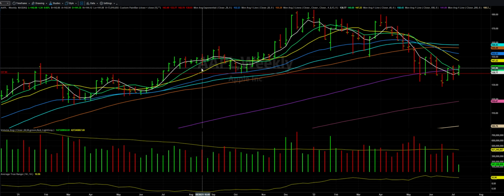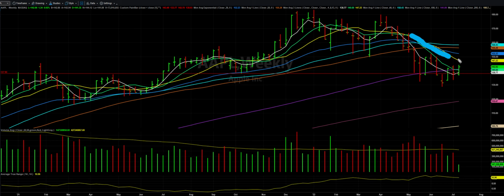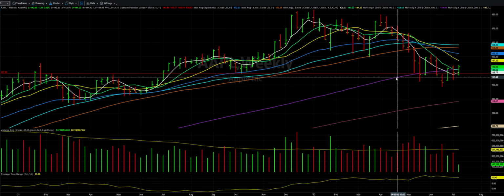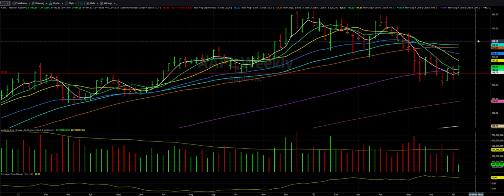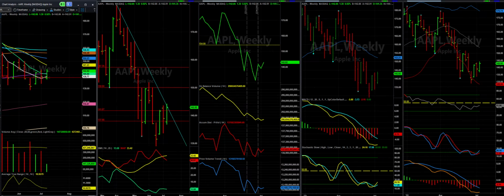But look overhead. See that yellow line? That's a downward trending 13-week moving average, 1 quarter. We closed at 142. The downward trending 13-week moving average for Apple is at 147. Be careful. That's 1 quarter, 3 months of average pricing. We could get up to that 13-week moving average and get rejected. Be careful.